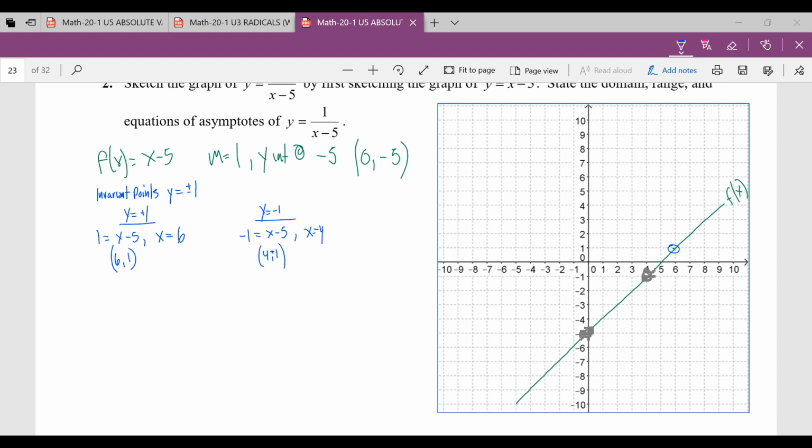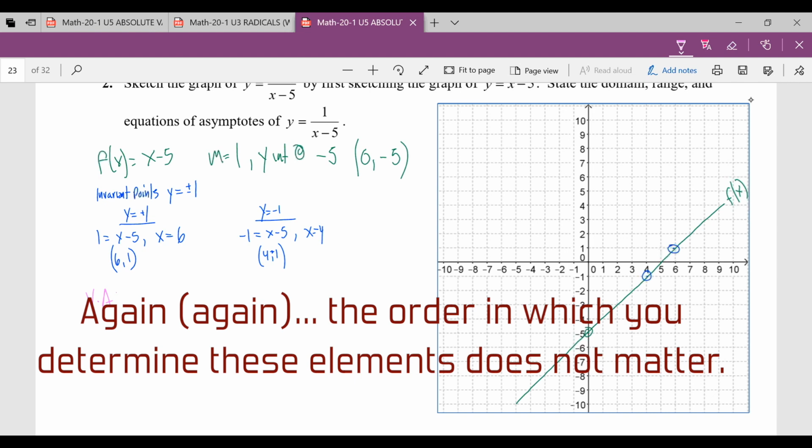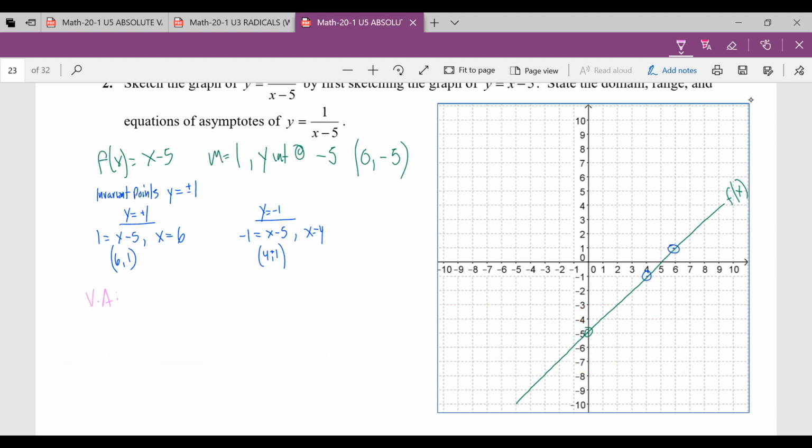Let's choose another color. Let's figure out where the vertical asymptote is. All right, the vertical asymptote is going to happen when x minus 5 equals 0. That is when that denominator equals 0, and that means that when x minus 5 equals 0, that is when the denominator of the reciprocal equals 0, which would cause an indeterminate form or an undefined equation. So x minus 5 is 0, which means that x is going to be equal to 5. That is the vertical asymptote.